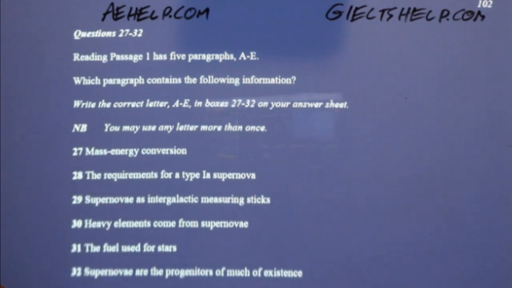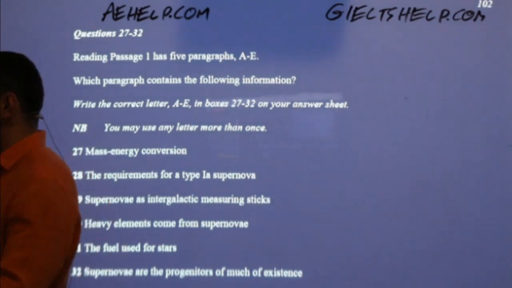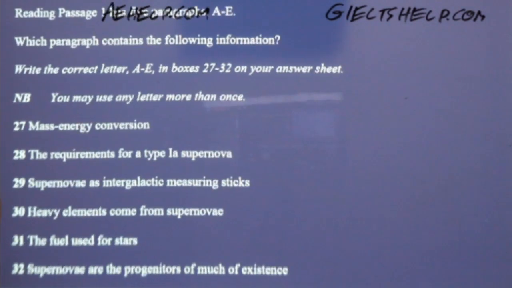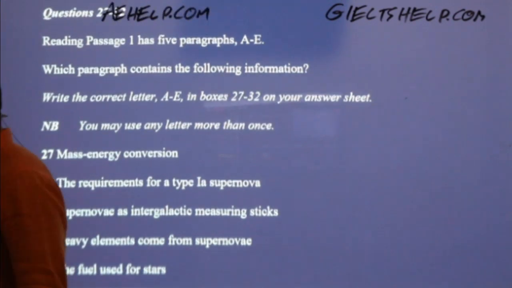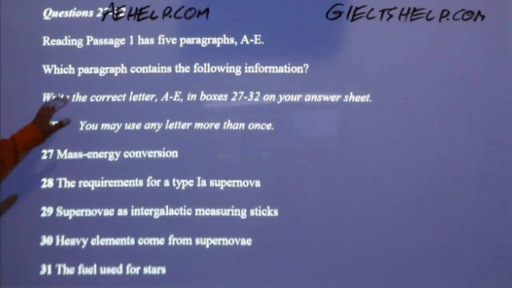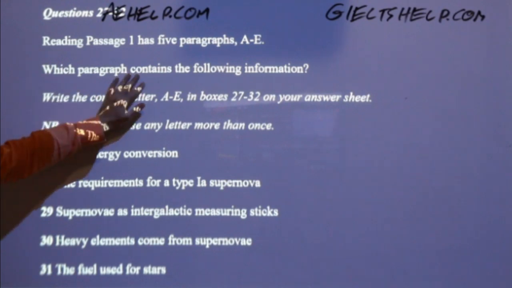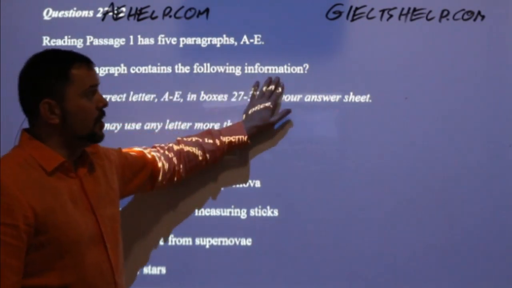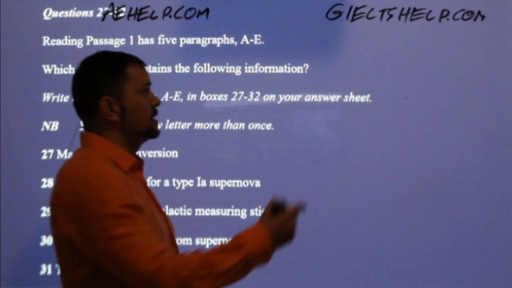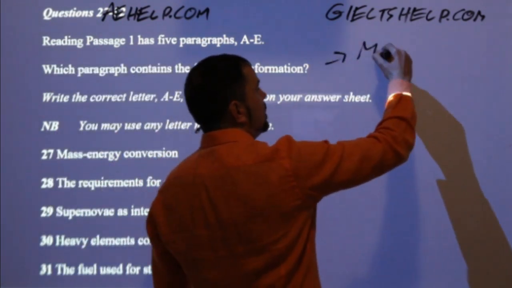So, with the questions, only read questions that have information also contained in the passage. This first set here says, which paragraph contains the following information? So this type of question is called matching information.